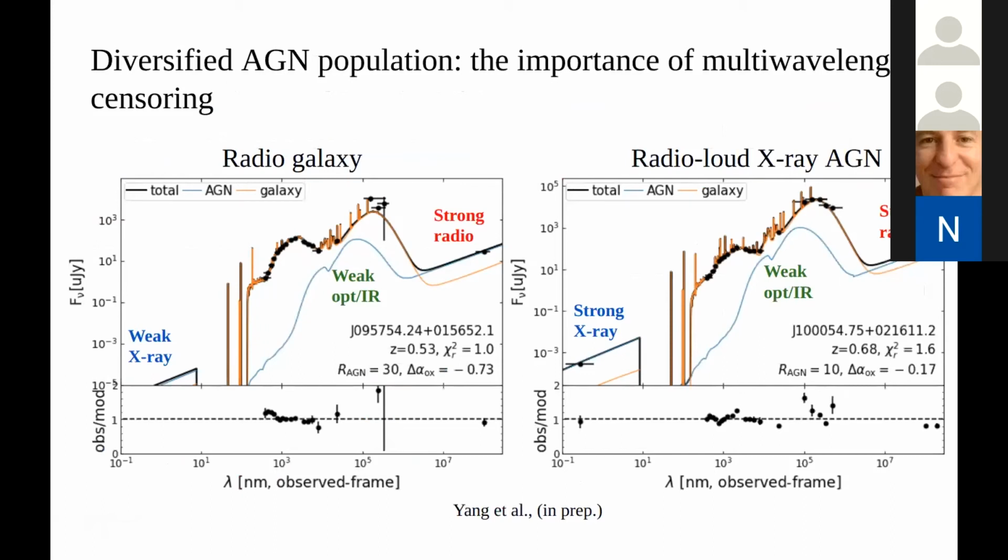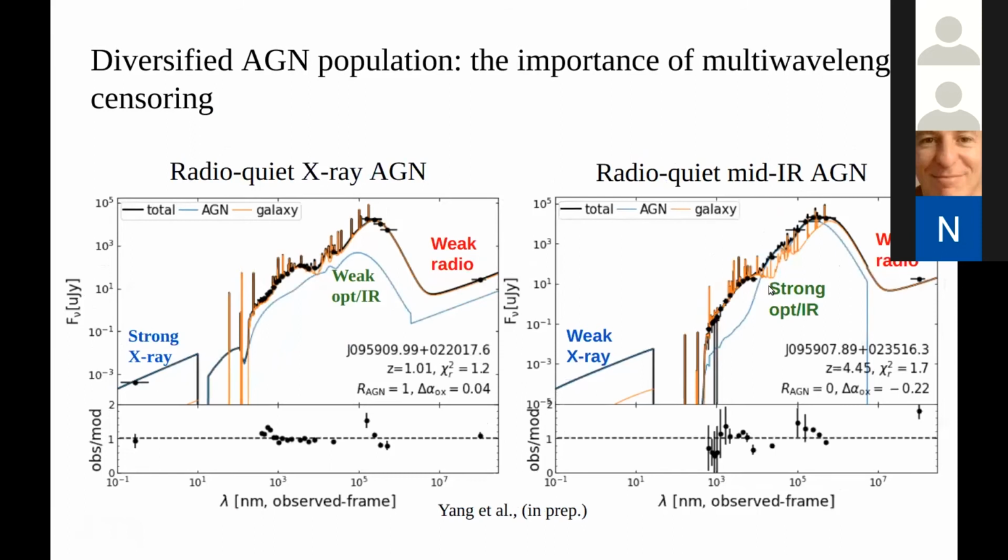So here I want to show you some more SEDs. For the AGN, you can find from the SEDs that there is really a diversified AGN population. For example, on the left-hand side, people may call it a radio galaxy, because the AGN component is only strong in the radio. It's very weak in the optical, infrared or X-ray. And on the right-hand side, on the other hand, people will call it a radio-loud X-ray AGN, because it's not only detected in radio but also very strong in the X-ray, but very weak in the optical and infrared.